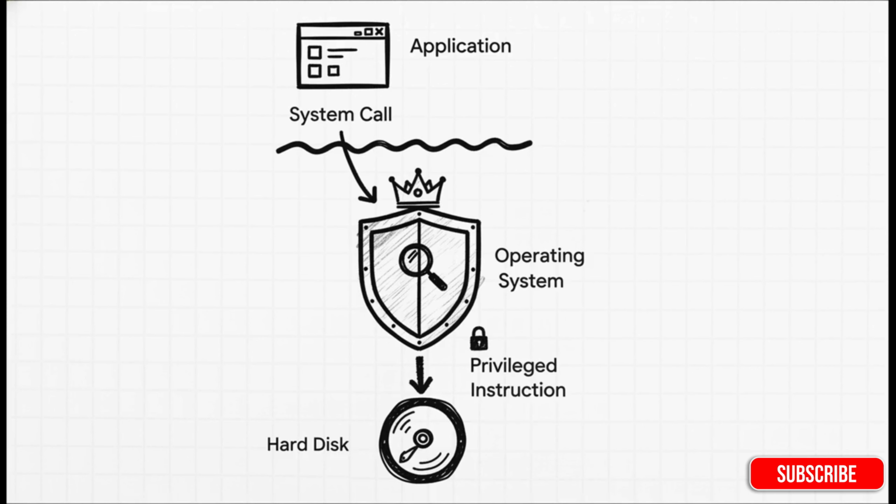Your app has to make a formal request, called a system call. It's like filling out a withdrawal slip. The OS acts as the bank teller, checks your ID against its permission list, and only then does it go into the vault for you. If your name's not on the list, you're denied.